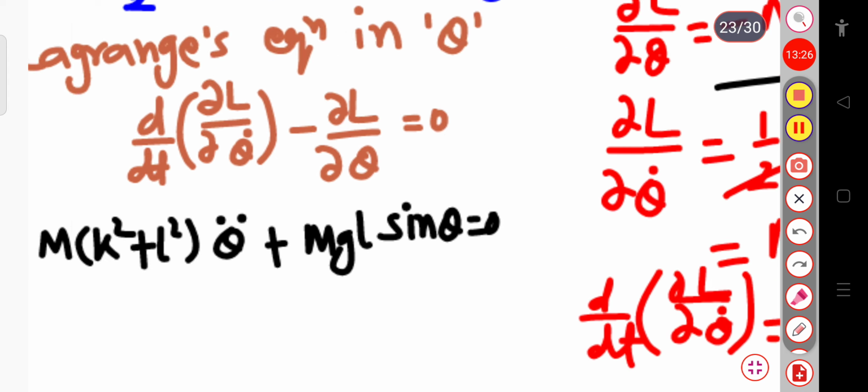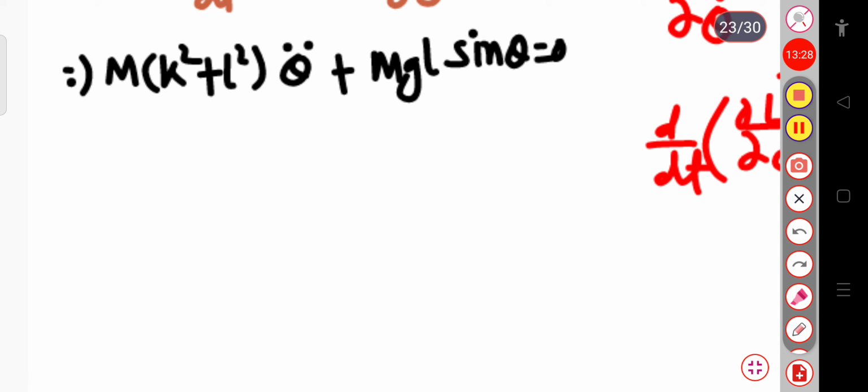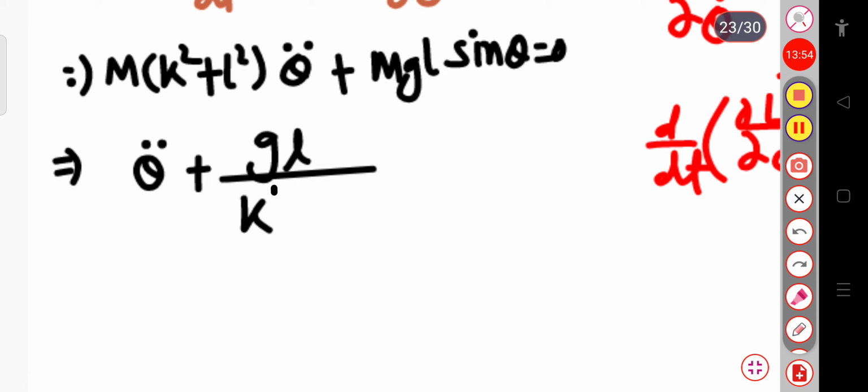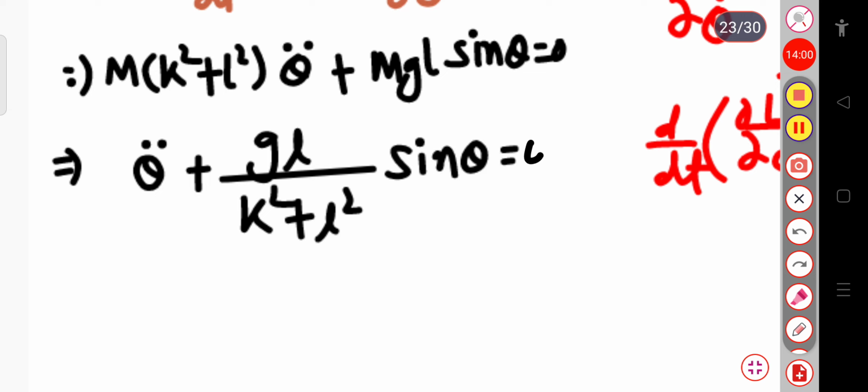So now you can see in this equation the coefficient of theta double dot, if I take m, is m into (k square plus L square). If I divide this term throughout, then the m gets cancelled, and this becomes theta double dot plus gL divided by (k square plus L square) into sin theta, that will equal to 0. Simply, the coefficient of theta double dot is divided throughout the equation. So this is the equation for the compound pendulum.